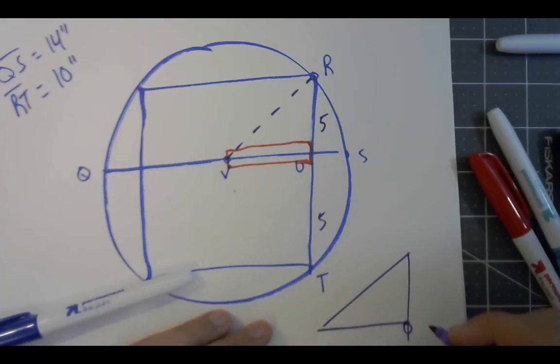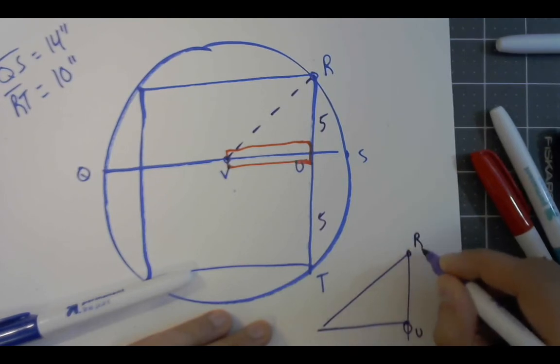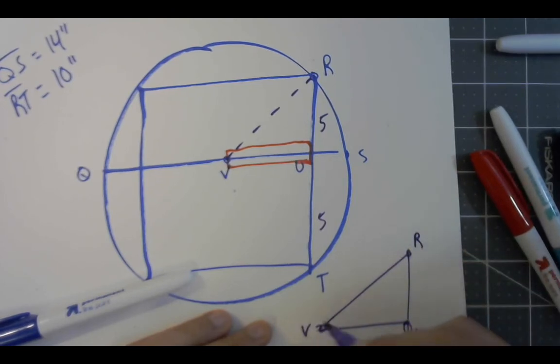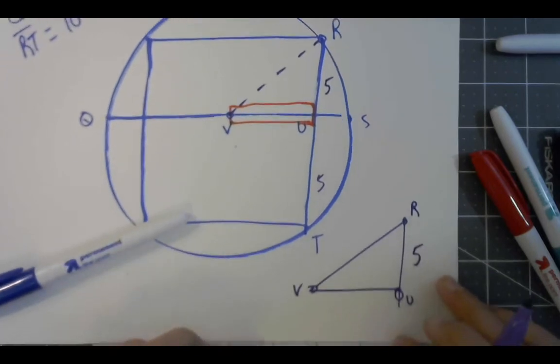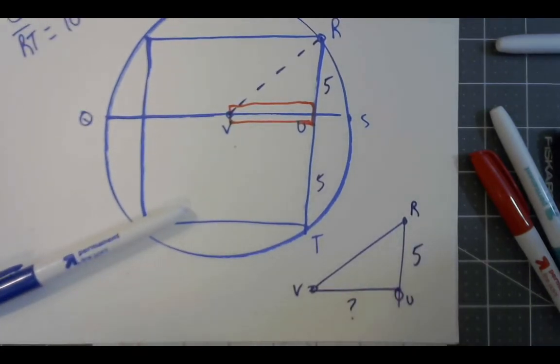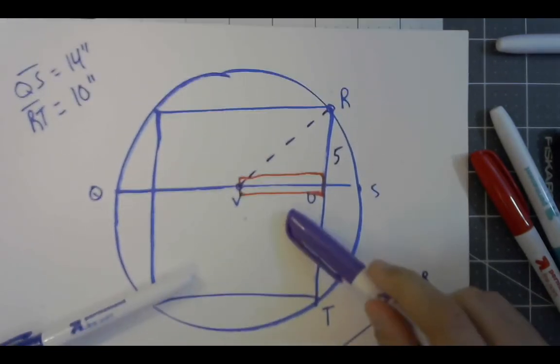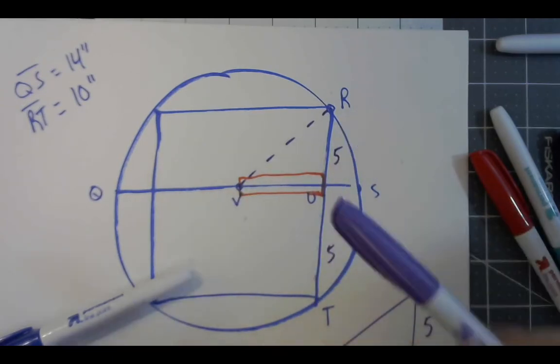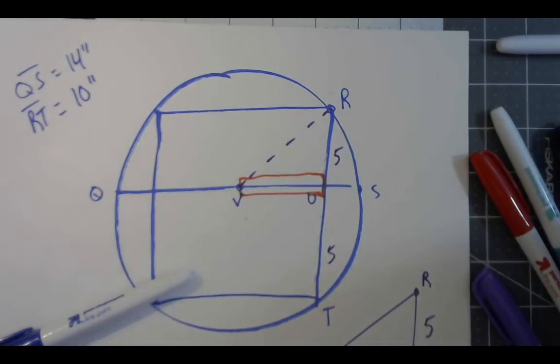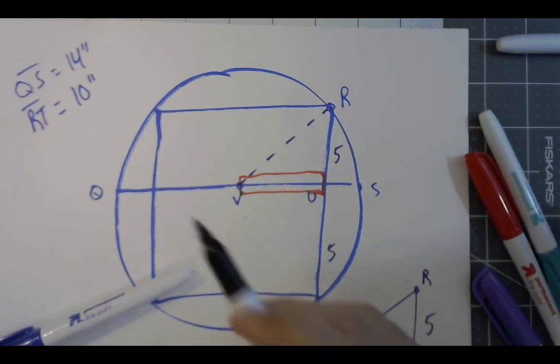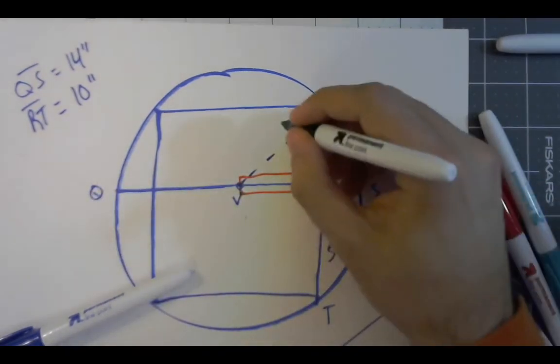What is this? This is U, this is R, and this is V. So I know my leg is 5. I will not know that. That's my thing I'm figuring out. We have V to R again. That is a radius because it'll go from the center to the outside, which is half of 14, so that is going to be 7.